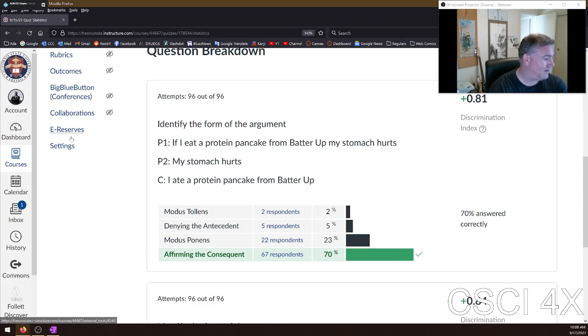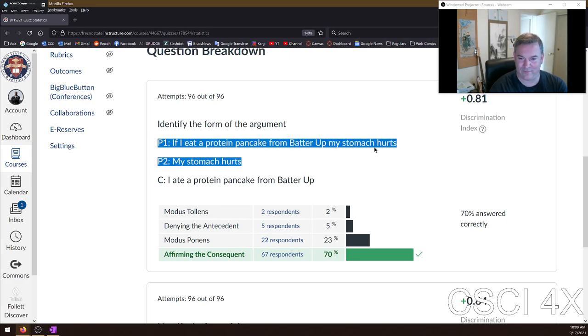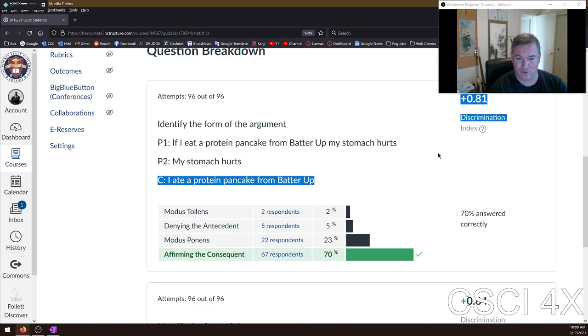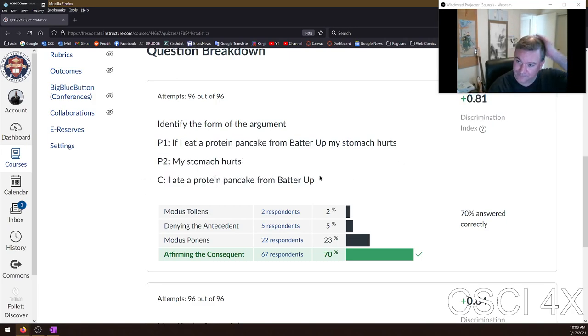So, the question: if I eat a protein pancake, my stomach hurts. Premise two, my stomach hurts. Conclusion, I ate a protein pancake. My stomach could hurt for other reasons, right? This is an ongoing and recurring thing I keep pointing out. If X, then Y does not mean if and only if X, then Y. There could be a lot of things that cause Y.